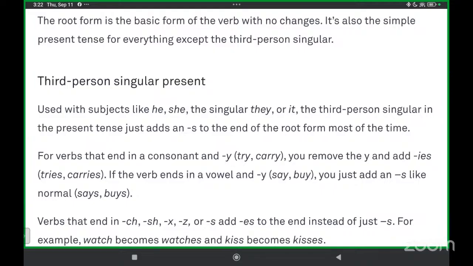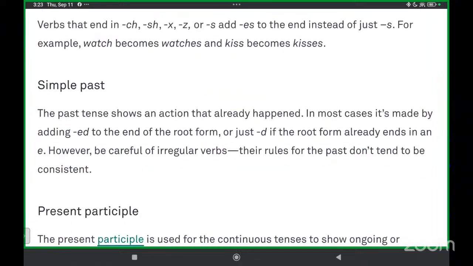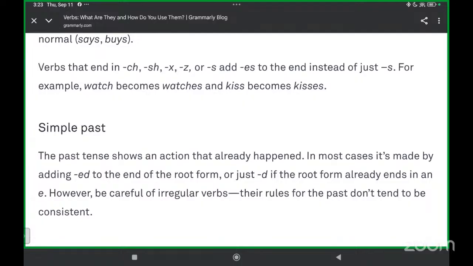For example, watch ends in CH becomes watches, ES we add. Okay, and kiss ends in an S becomes kisses. We add ES to it. Can you think of a verb that ends in X or Z? Ma'am, box and buzz. Box and buzz.